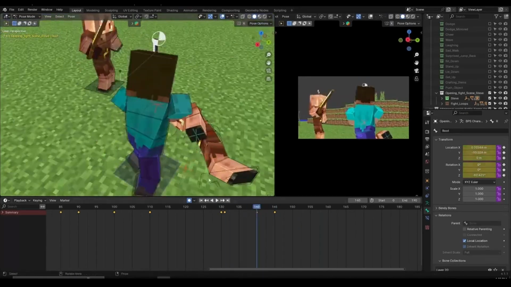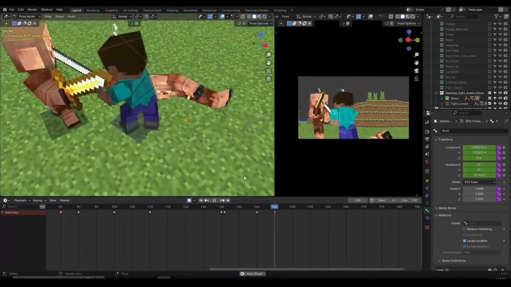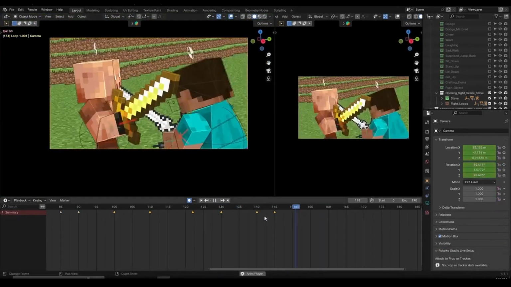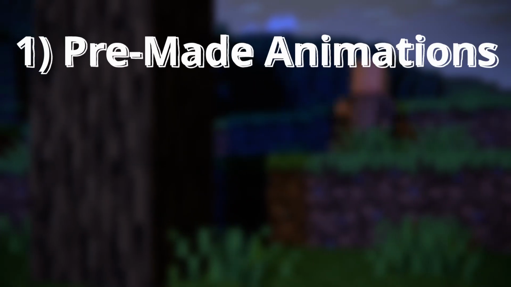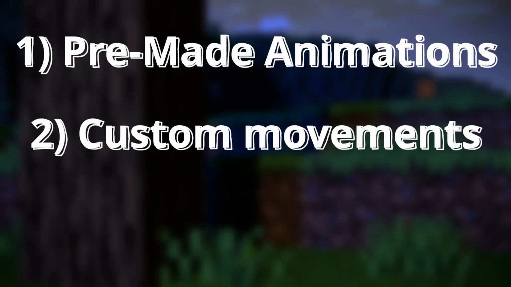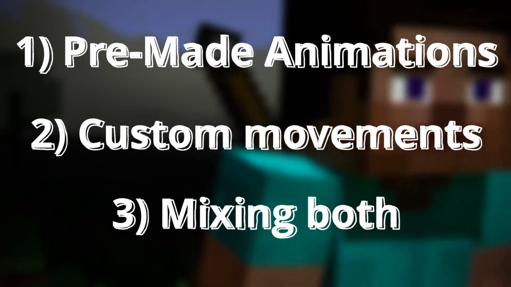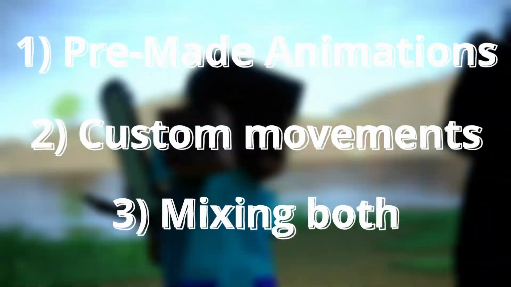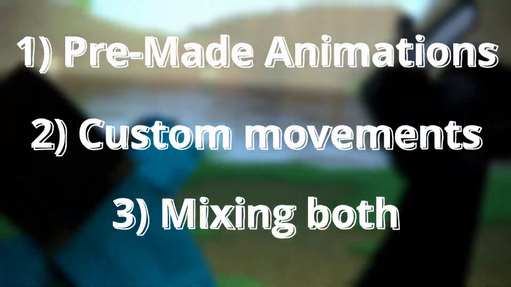Now, I did not use the animation library everywhere, as some scenes needed custom movements from scratch. So there were mainly 3 categories of animations, and these were: 1. Pre-made animations from the library, 2. Custom movements animated from scratch, and 3. Pre-made animations from the library mixed with the custom movements animated from scratch. I will now show you examples for each of them.